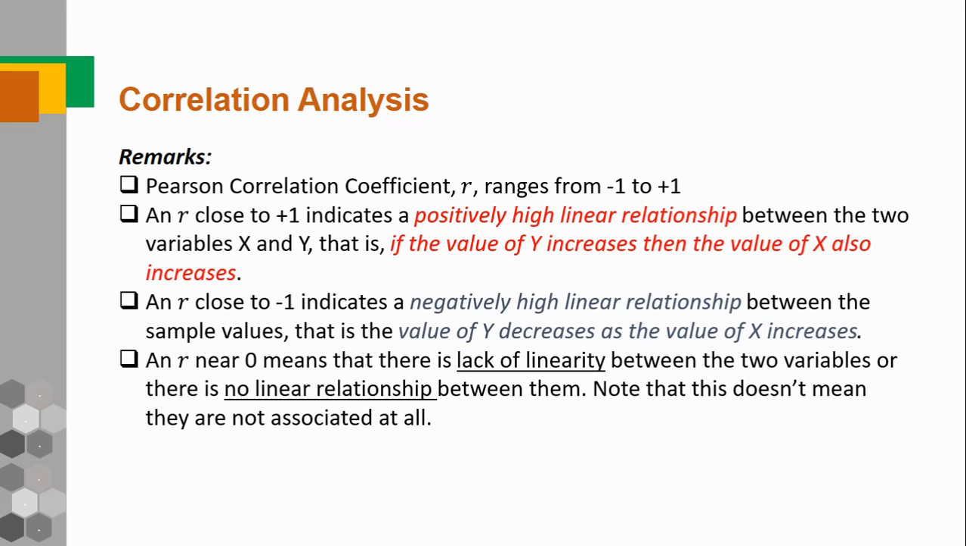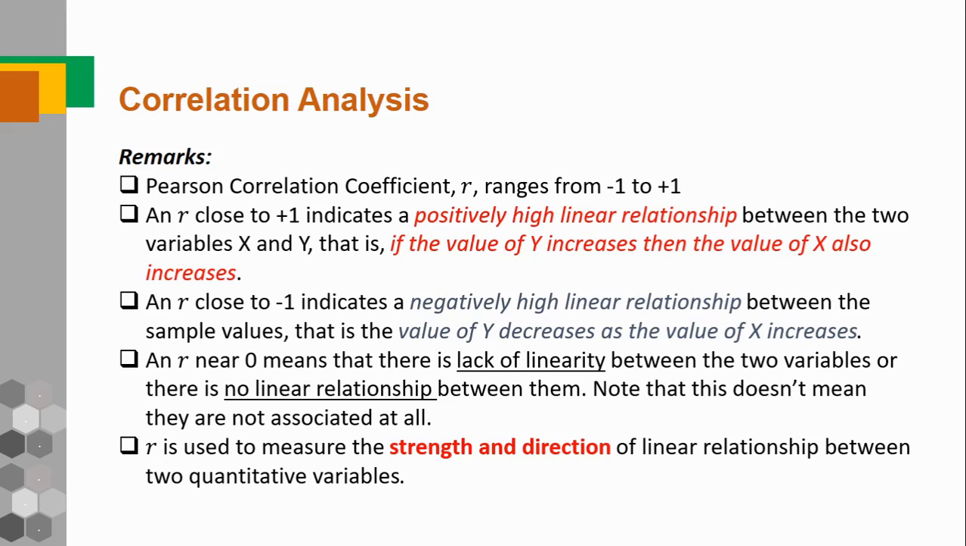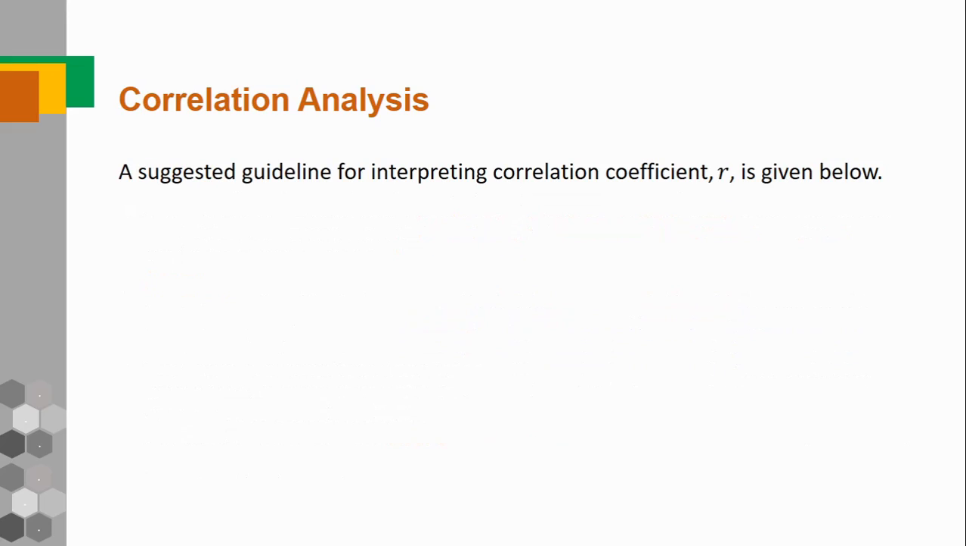An R near 0 means that there is a lack of linearity between the two variables, or there is no linear relationship between them. But take note that this doesn't mean that they are not associated at all. Once again, the correlation coefficient R is used to measure the strength and direction of the linear relationship between two quantitative variables. A suggested guideline for interpreting the correlation coefficient R is given in this table below.